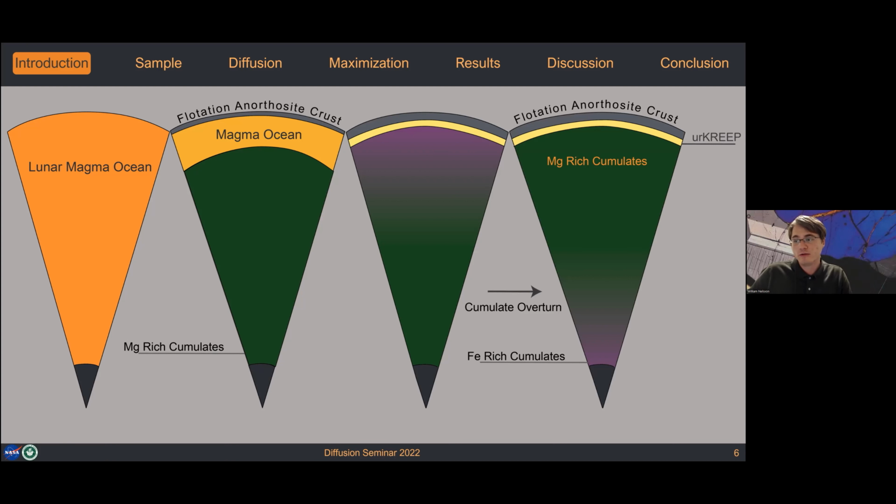So through our understanding of lunar geology, we have an idea of where these geochemical reservoirs may lie, but these key events in lunar history are still poorly constrained. So if we want to understand the timing of all this, we go back to our samples.